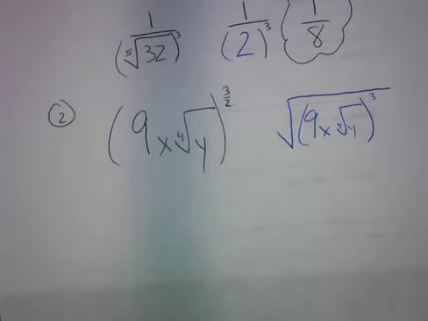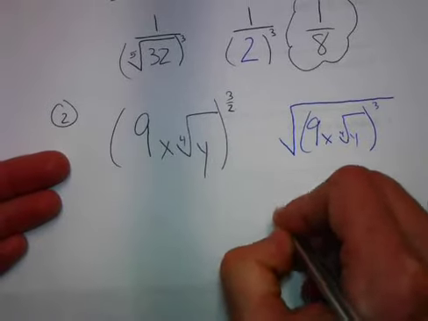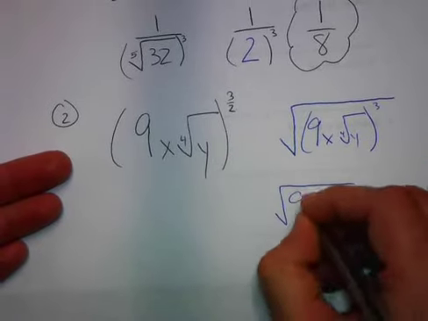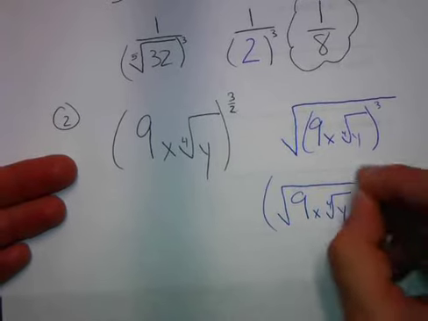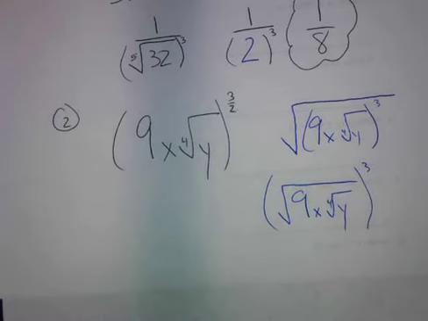You might be hesitant about, well, what's the deal with the radical inside a radical? And we'll get to that in a second. You can do the same thing, call it the second root of 9x times the 4th root of y, all of that raised to the 3rd power. You can do that as well, but I'm not going to.